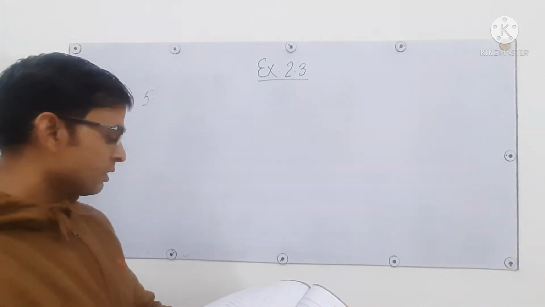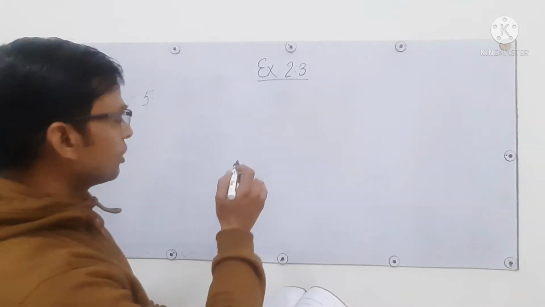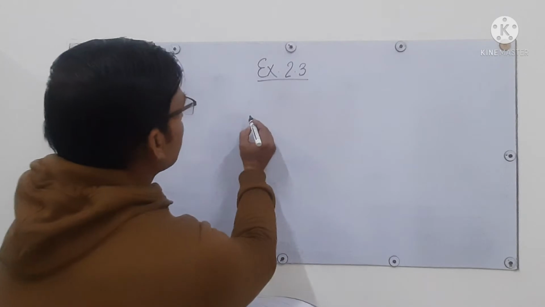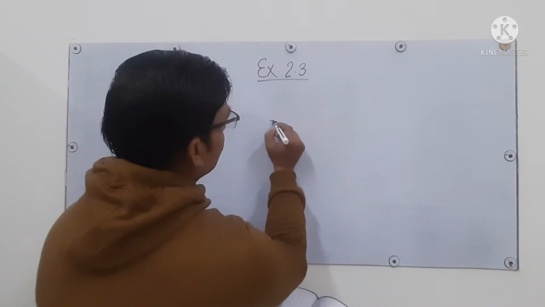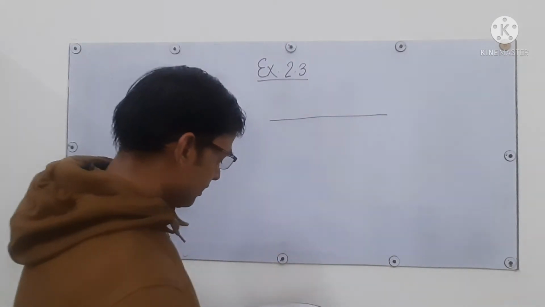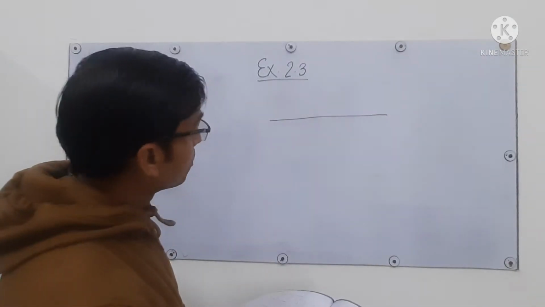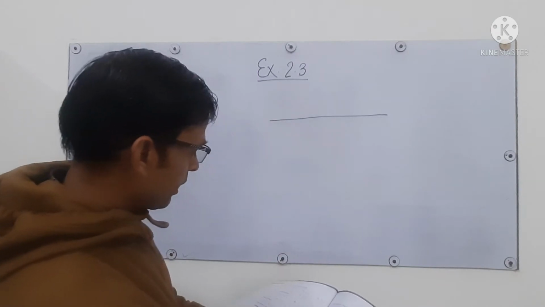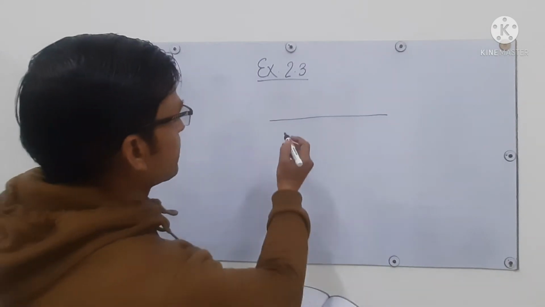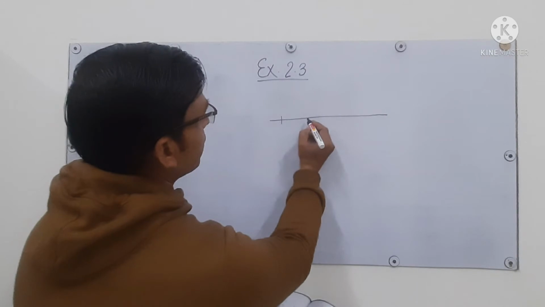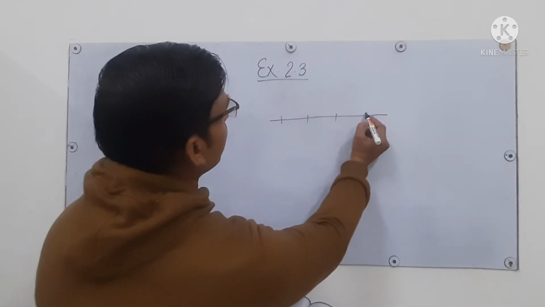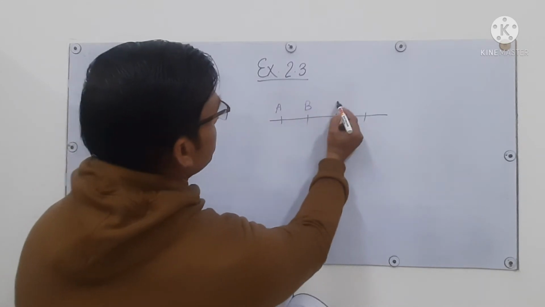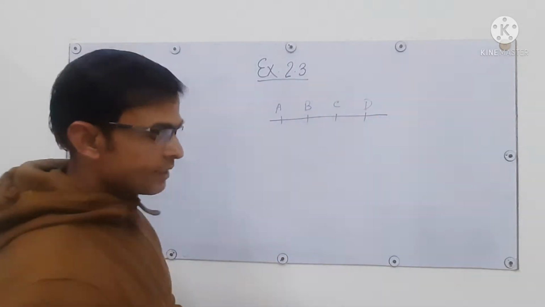Sally wants to plant 4 saplings. Okay, and all these saplings she wants to plant in a row. So first of all we will try to draw a row. So here it is a row, and we will try to put 4 saplings in it. So suppose we put first sapling here, second sapling here, third sapling here, and fourth sapling here. So first sapling is named as A, second is B, third is C, and fourth is D.